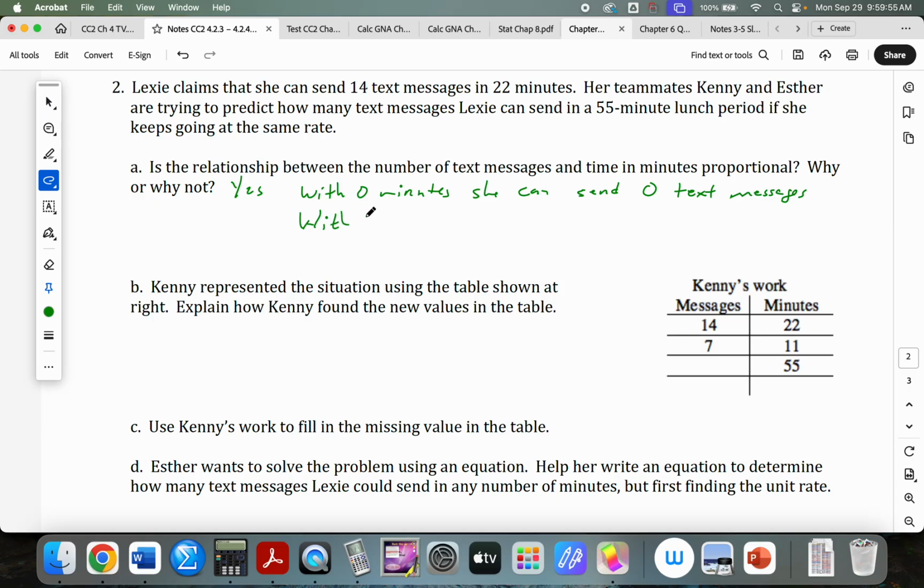And let's do with half as many again. You can do half, you can do double, you can do triple. Thing that you're multiplying by the same number each time. With half as much time, she would only be able to send half as many messages.